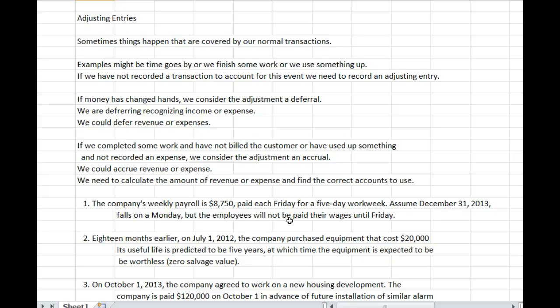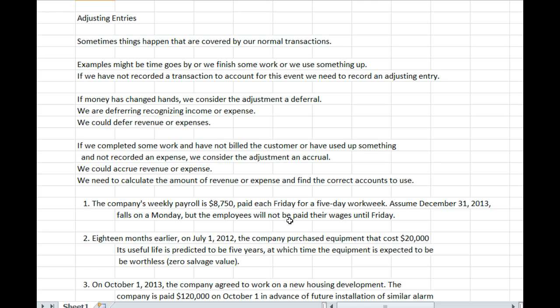We're going to talk about adjusting entries. These can be somewhat tricky. So here's how I'd like to introduce it. Sometimes things happen that aren't covered in our normal transactions. We didn't get a bill, we didn't send out an invoice, we didn't record anything in our books, for example.